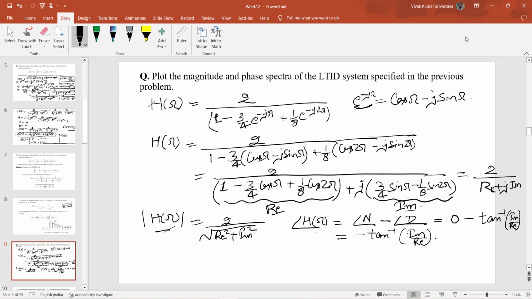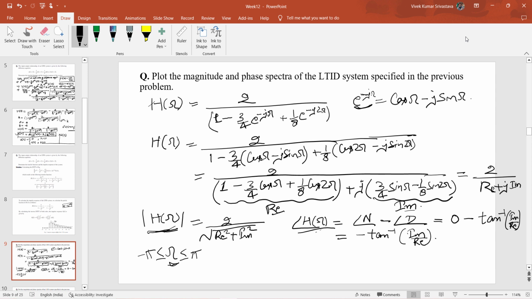Once you determine the modulus of H of omega, that is the magnitude, and the phase of H of omega, we now have to plug in the values of omega from minus pi to pi. As we know, this omega is continuous from minus pi to pi here. So we put the values of omega in this expression of magnitude and phase from minus pi to pi, and then we get the magnitude and phase for different values of omega.